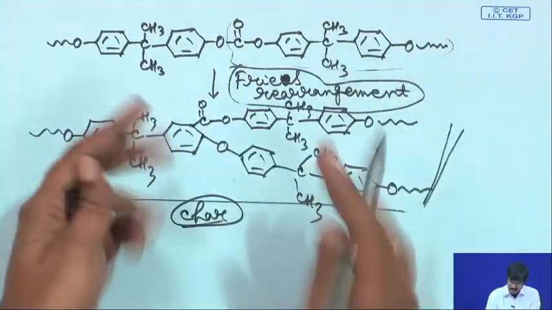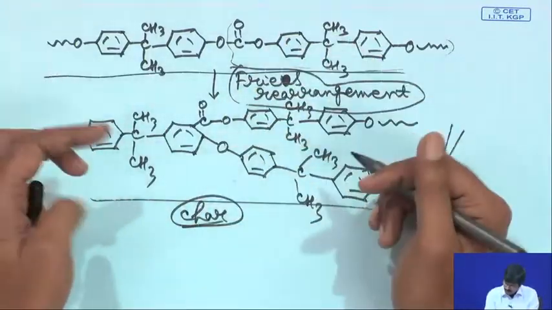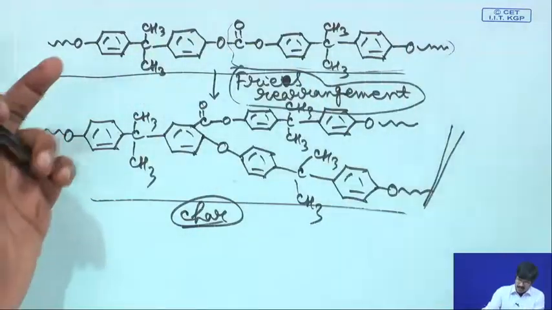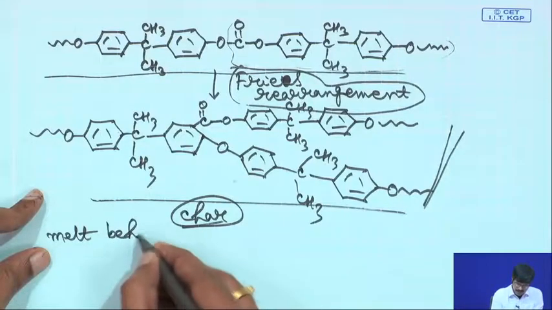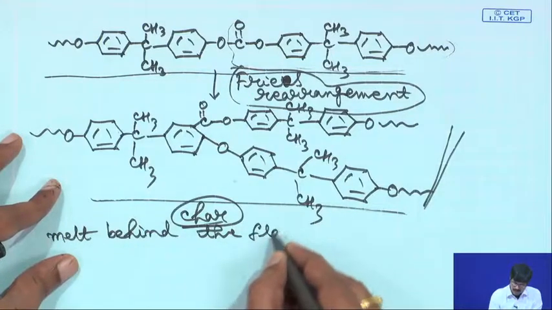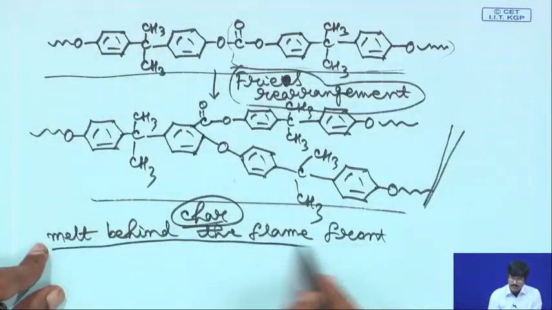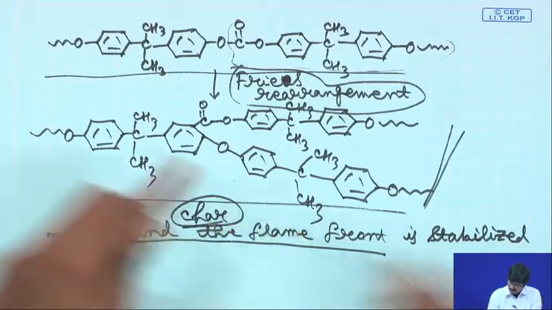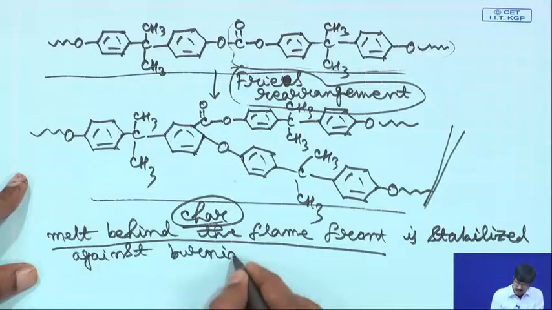It is a carbonaceous layer that forms on the surface of your bisphenol A polycarbonate. So what happens is that this material is stabilized, this melt behind the flame front is stabilized against the burning drips. The melt behind is molten at this high temperature, so this char layer forms over this melt, and the melt behind the flame front is stabilized against burning drips.